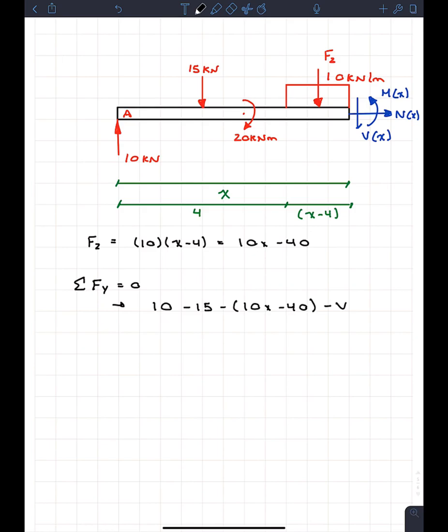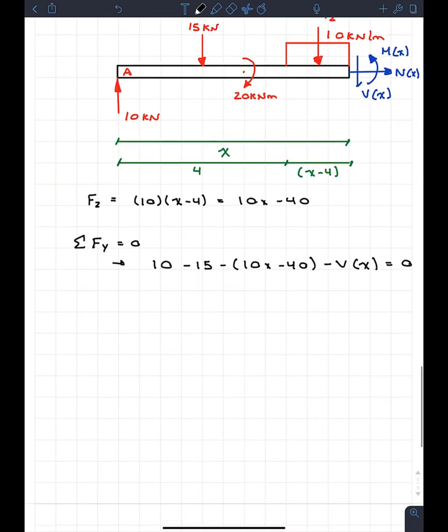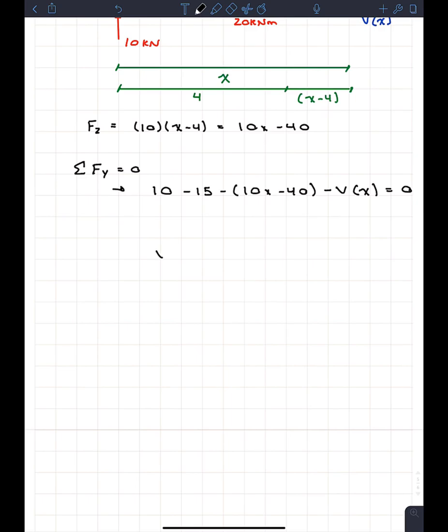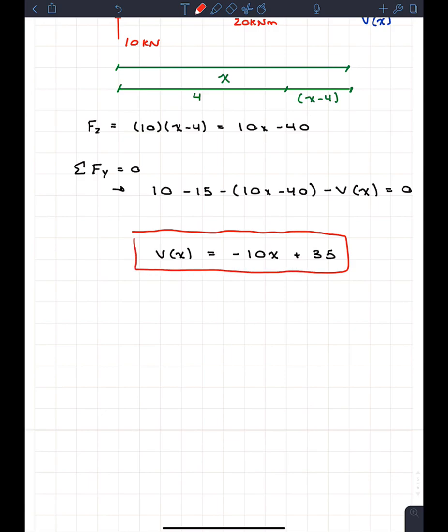So minus V of x. And of course, at equilibrium, everything is equal to 0. From there, our only unknown now is V of x. So when we solve, we get V of x is equal to minus 10x, and then 10 minus 15, and then plus 40, so what I get is plus 35. So I'm going to come down here: minus 10x plus 35. And this right here is my equation for shear measured from point A.